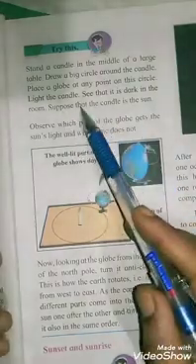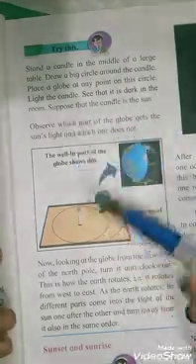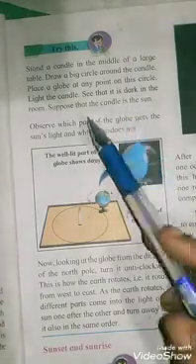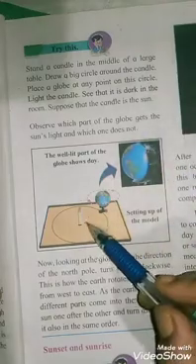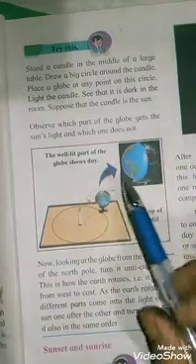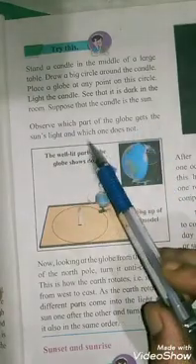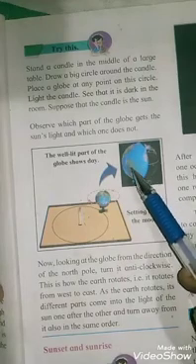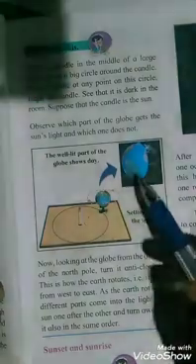And light the candle. See that it is dark in the room. Means you should switch off the lights and then do this. Suppose that the candle is the sun. Imagine that this candle is the sun. Observe which part of the globe gets the sunlight and which one does not. In the picture, see the part of the globe which is towards the candle, means the lighted part.